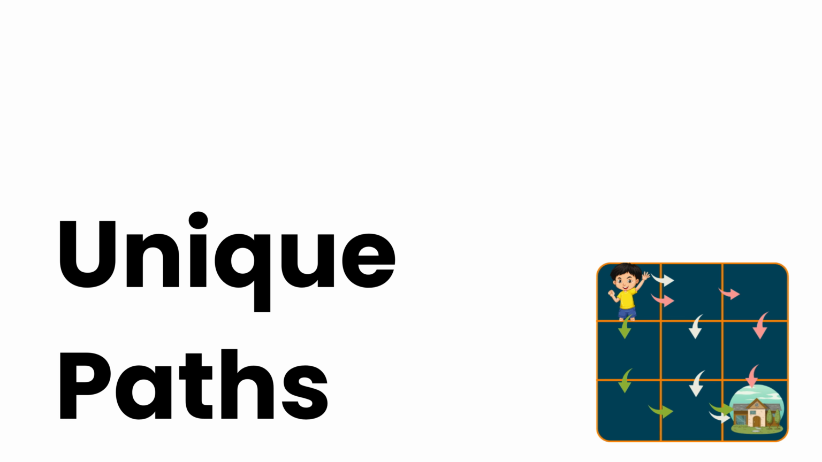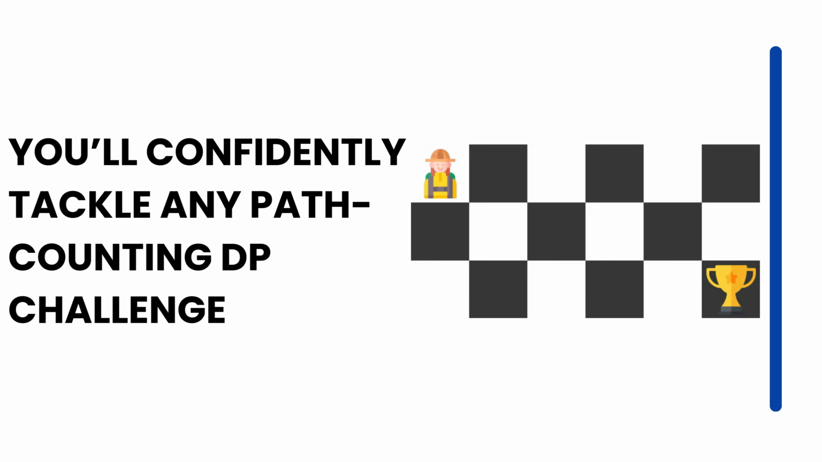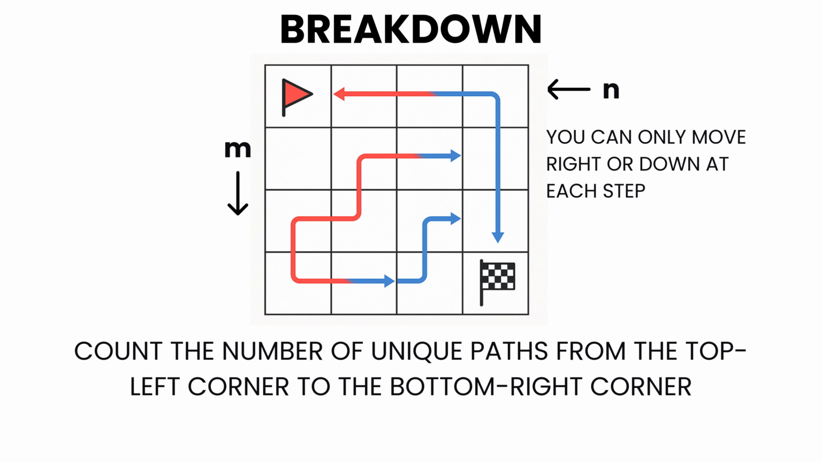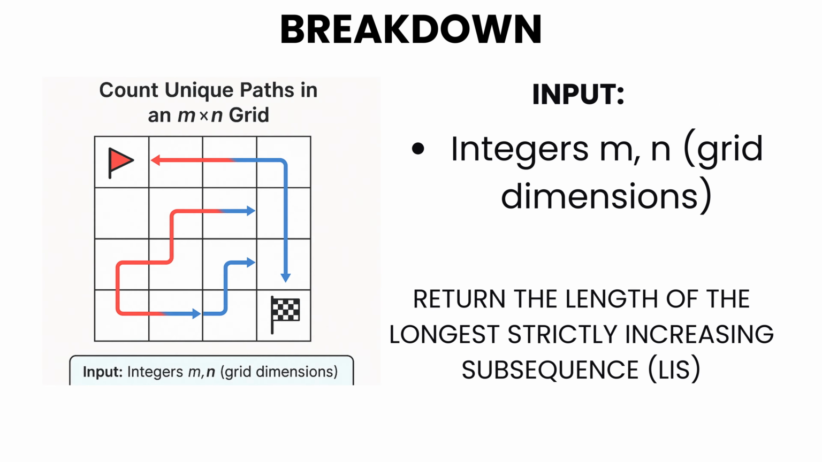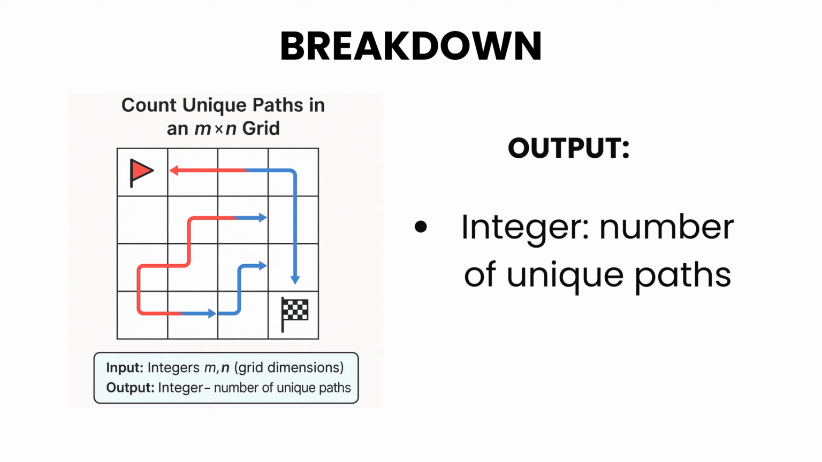Let's solve Unique Paths using the basic approach, so you'll confidently tackle any path-counting DP challenge. Given an M by N grid, count the number of unique paths from the top left corner to the bottom right corner. You can only move right or down at each step. Input: integers m, n, the grid dimensions. Output: an integer, the number of unique paths.